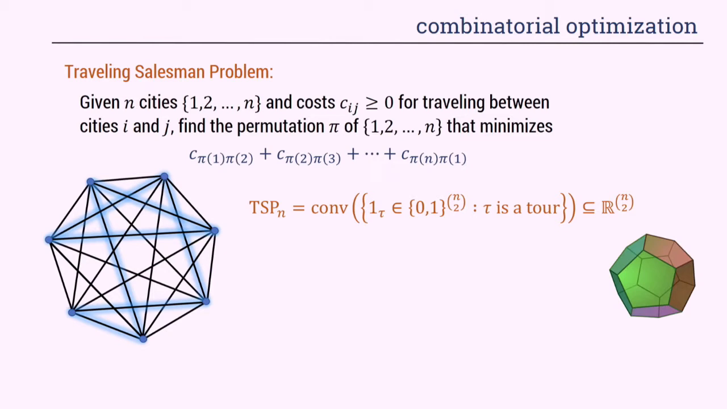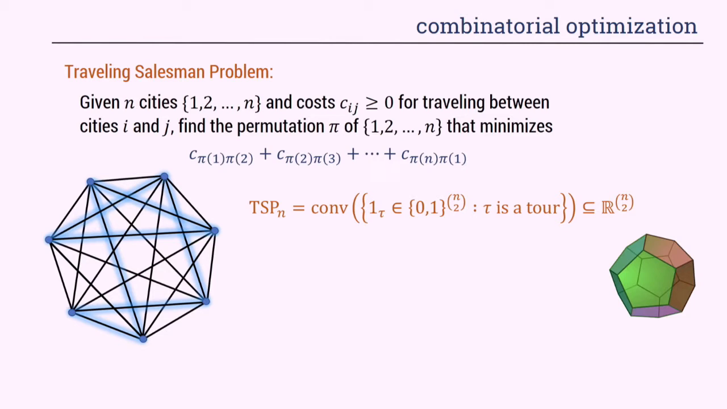So think about all the points in n choose 2 dimensions corresponding to subsets of edges in the complete graph that are tours. Okay, so take all of the indicator vectors of tours. So you just put ones on the edges of a tour and take their convex hull. That's the TSP polytope. And the reason that in computation we care about polyhedra is because there's a very rich theory of linear programming which says that we can optimize linear functions over polytopes.